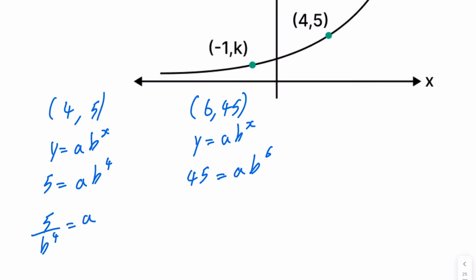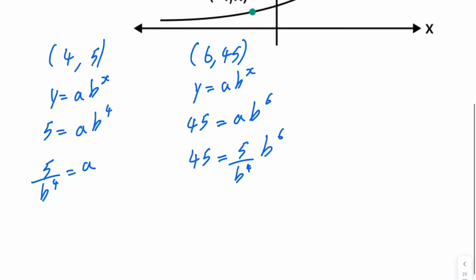Now if I substitute that into the equation on the right, and now if I use the laws of indices, I can do 6 minus 4 there. So that's 45 is equal to 5b to the power of 2.